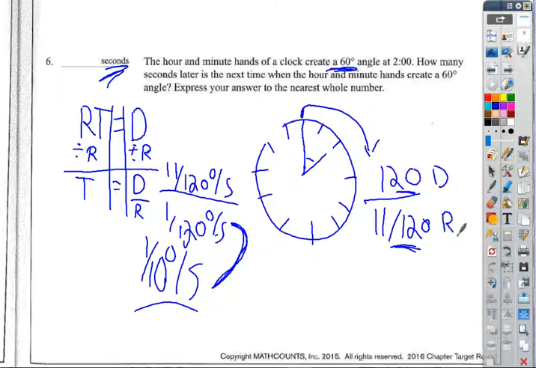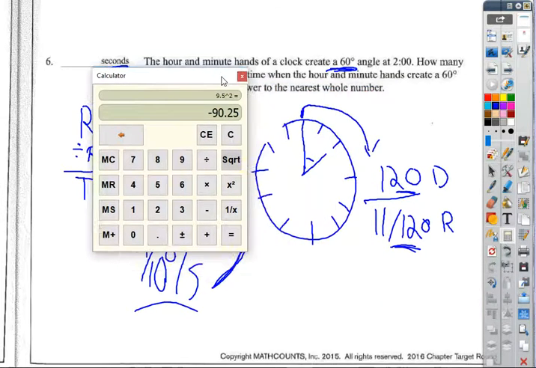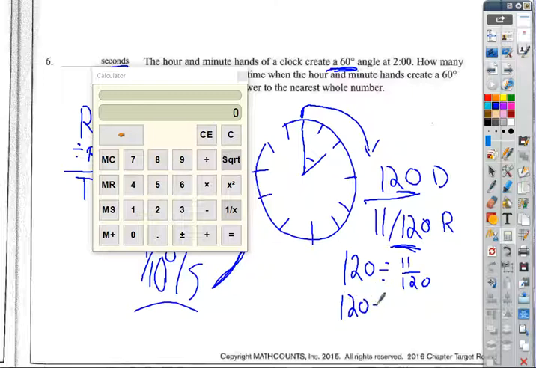Now if we open up our calculator and do that math, one thing we know is that dividing by a fraction is the same as multiplying by that fraction's inverse, the reciprocal. So 120 divided by 11 over 120 is the same as 120 times 120 over 11. We can also split that fraction up and say it's equal to 120 times 120 times 1 over 11.